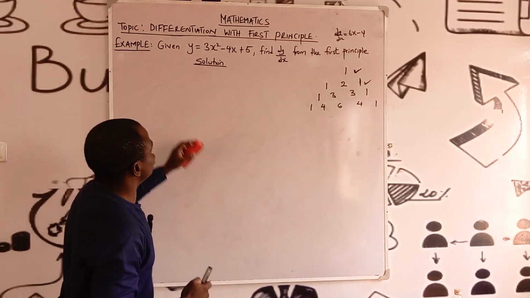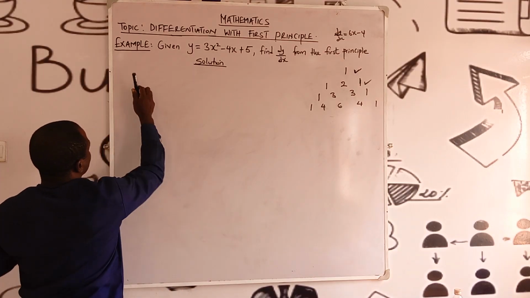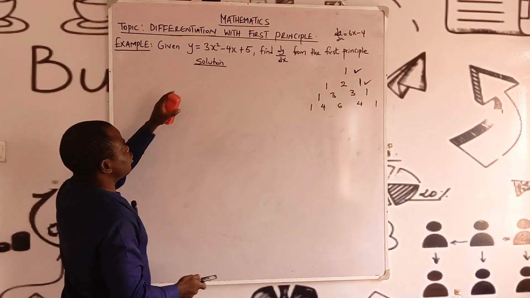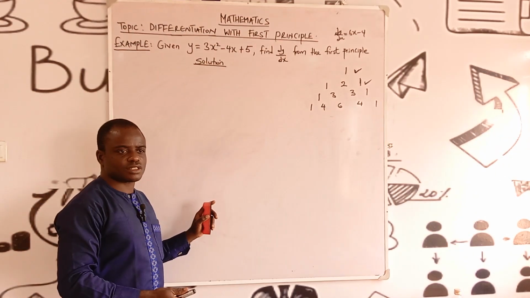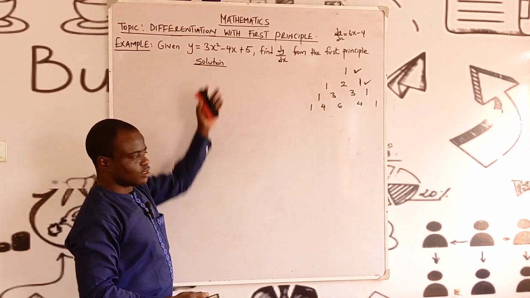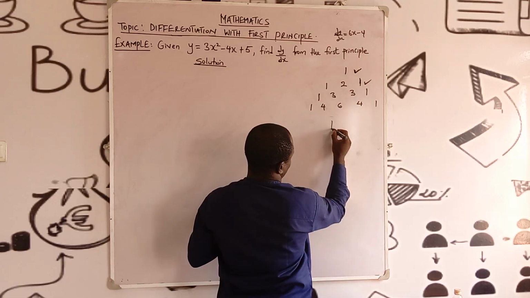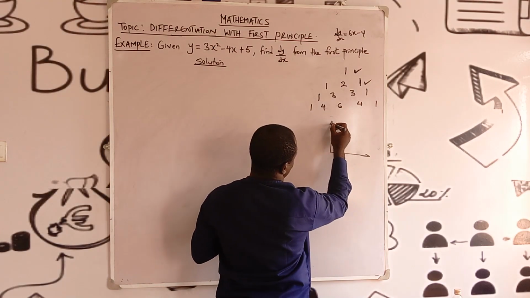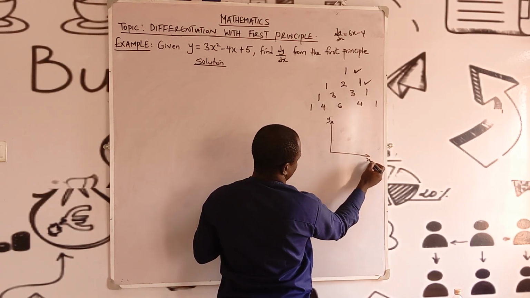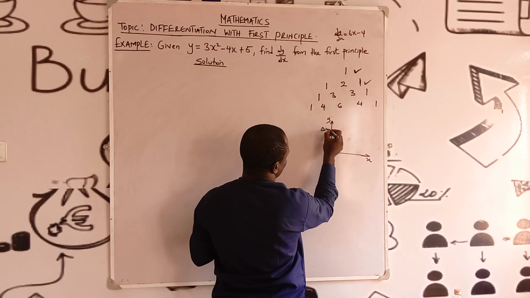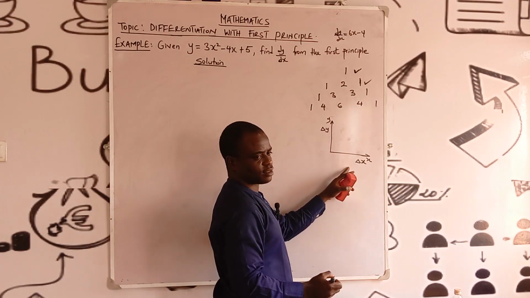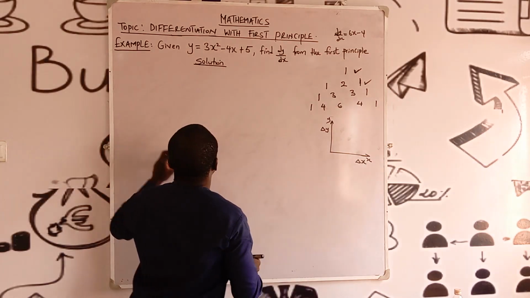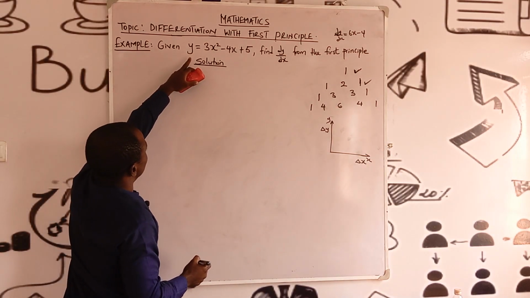Now, let's use first principle to differentiate this. Now, when you have a change in y, you must have change in x. Likewise, what do you mean by that? This is the y-axis and this is the x-axis. As you have a change in y, you must have a corresponding change in x. Likewise, that's what we are going to do here.